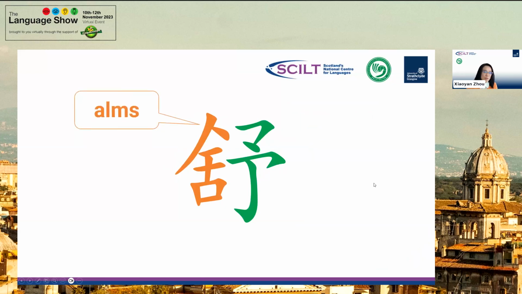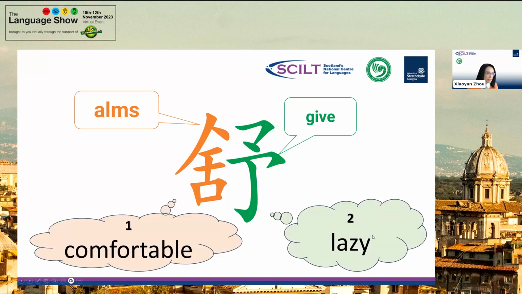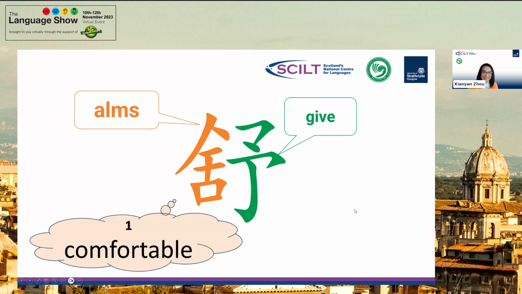On the left, it means arms, and the right part means give. What do you think the whole character's meaning is? I give you the meanings of those. One is comfortable, one is lazy. It is comfortable. Well done. Whether you are giving or receiving charity, you will feel comfortable. This is not a physical sense of comfort, but rather an emotional and spiritual one.